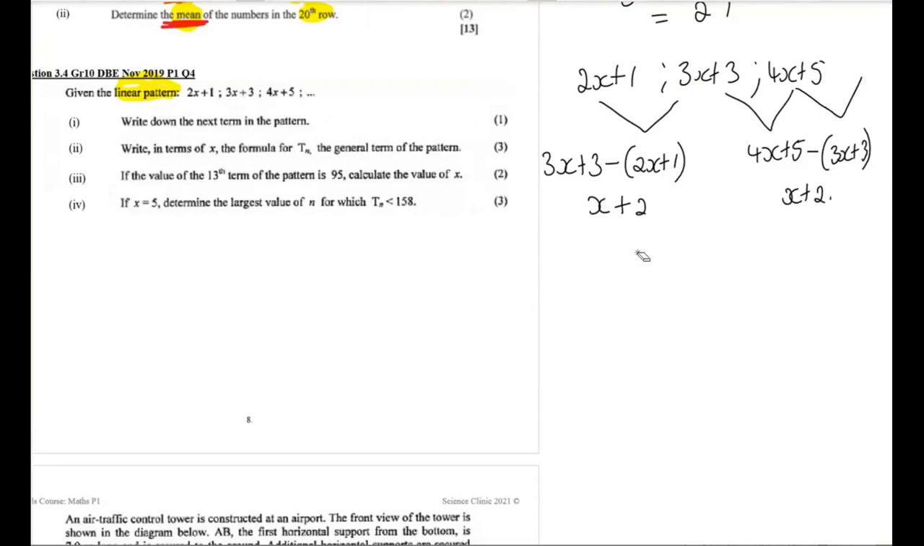So obviously to get to the next term, what must we do? We are adding x plus 2. So let's go 4x plus 5 plus x plus 2. What does that give us? Right, thank you. 5x plus 7.